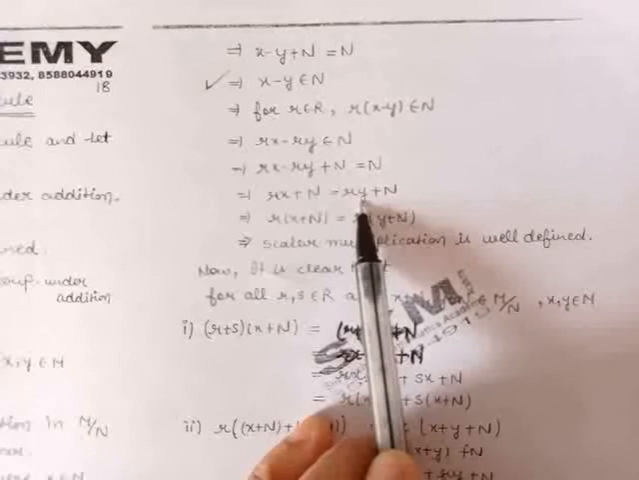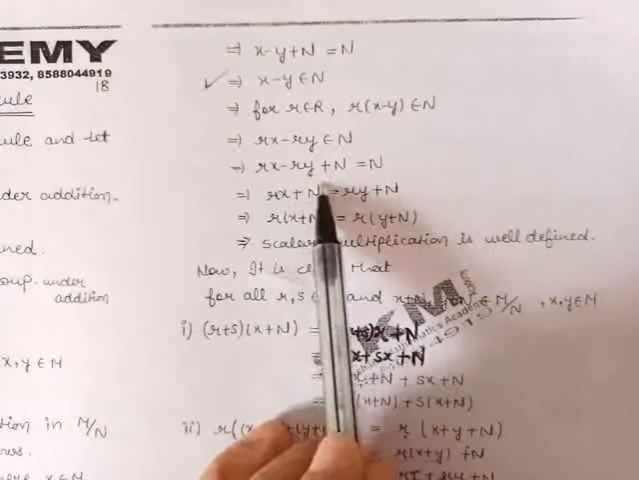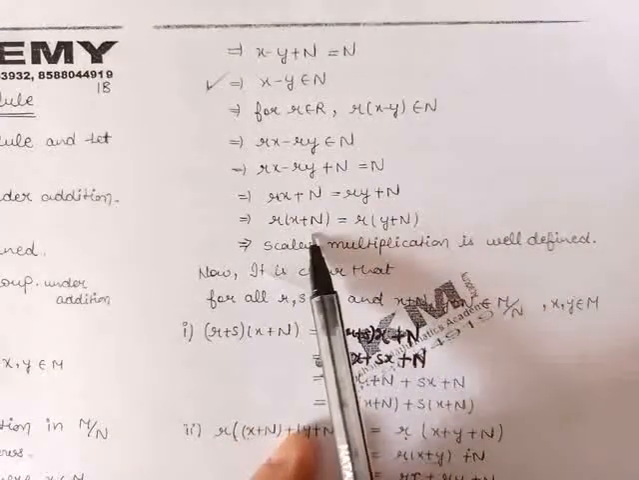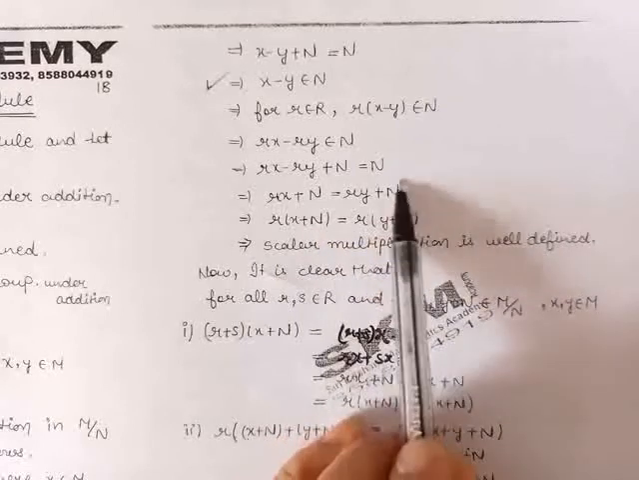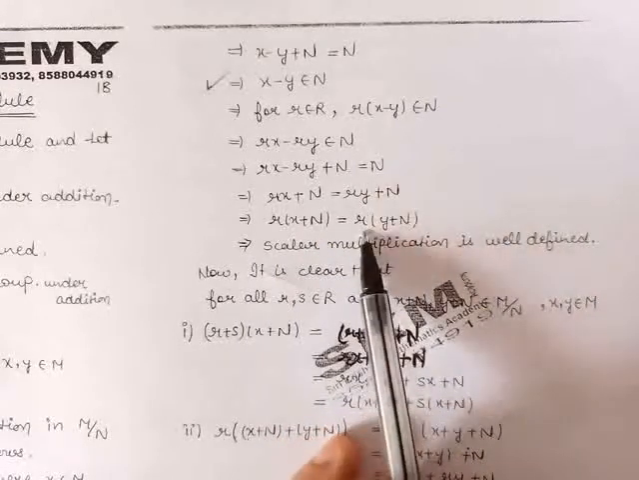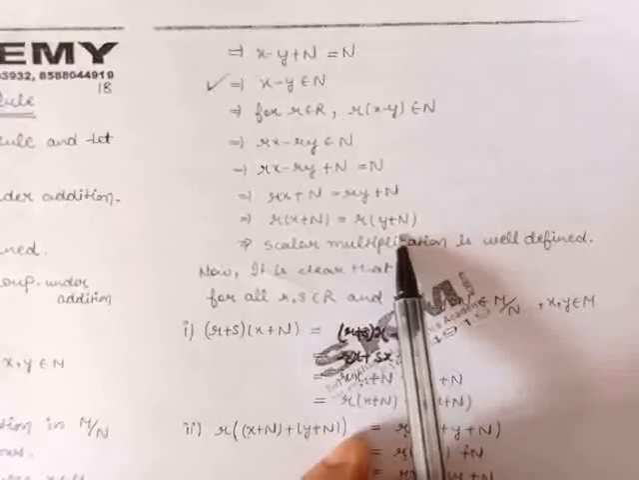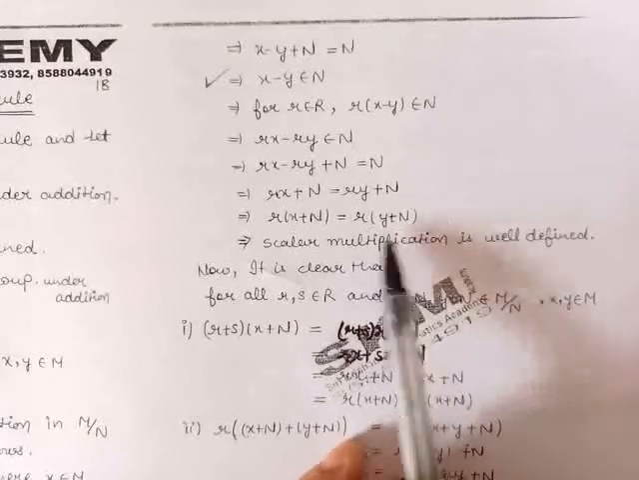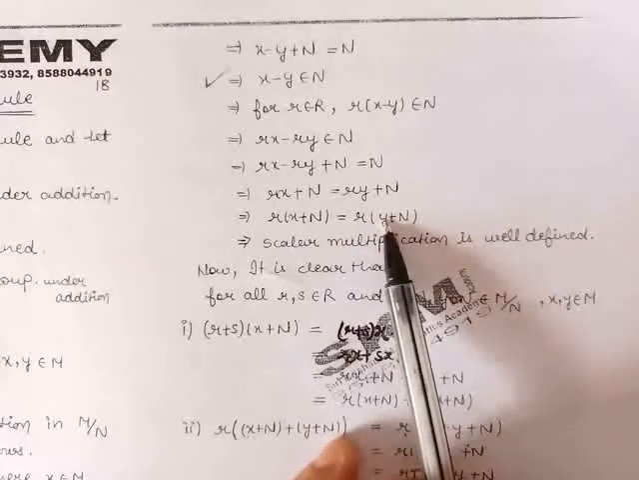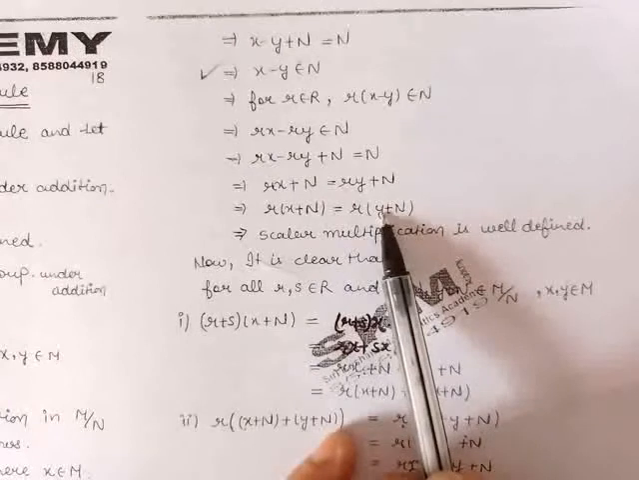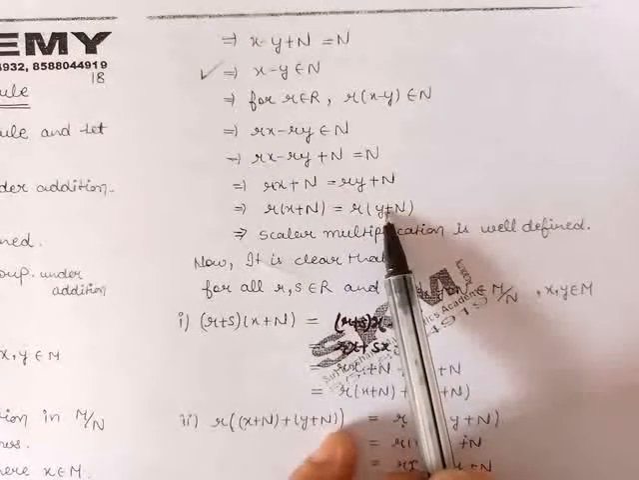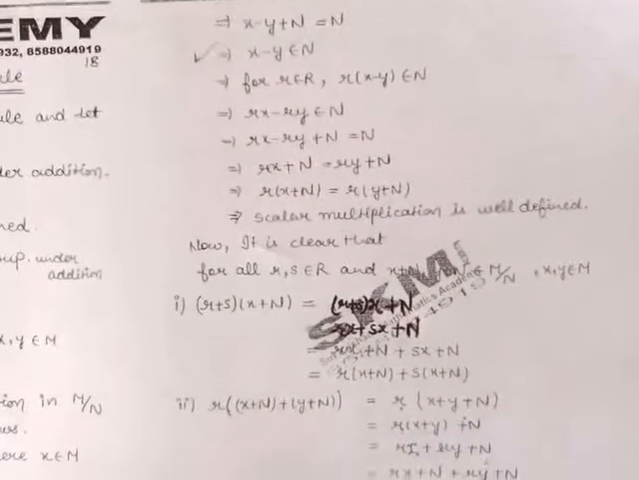And by definition of scalar multiplication, this element is r into (x plus N), and ry plus N is r into (y plus N). So we have proved that if two elements are equal, then the corresponding scalar multiplications are also equal. It means scalar multiplication is well defined. Now it remains to verify the other four conditions.